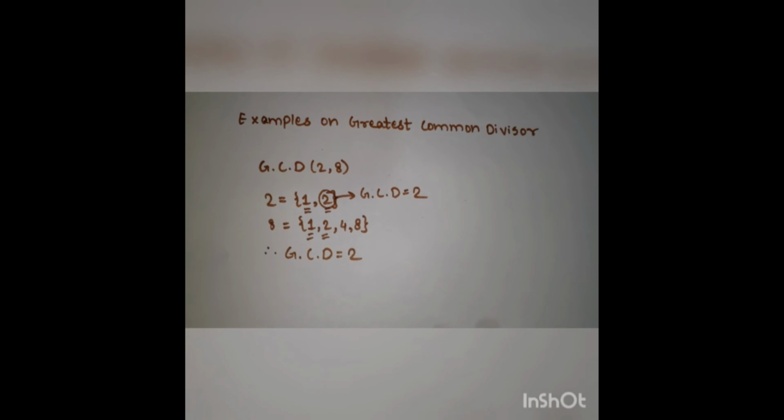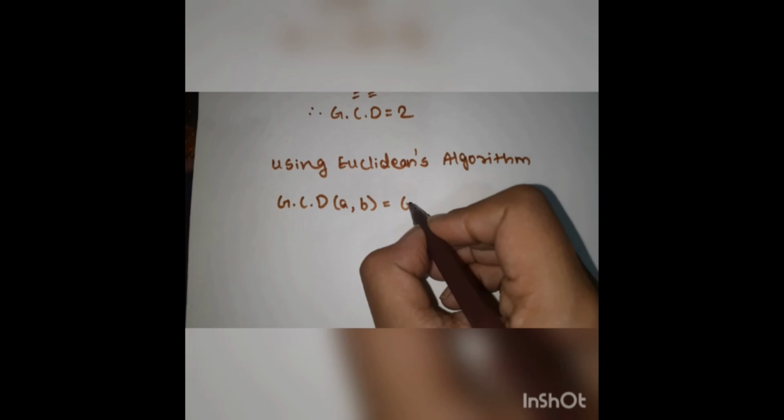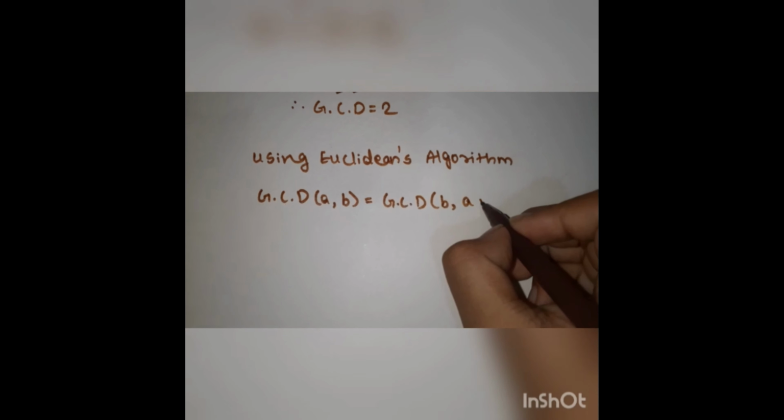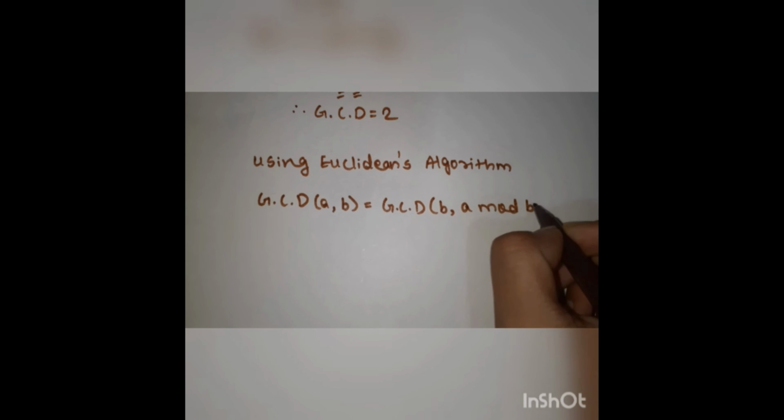Now we will solve one more example, that is using Euclid's algorithm. Okay, now GCD of A comma B can be simplified as GCD of B comma A mod B.